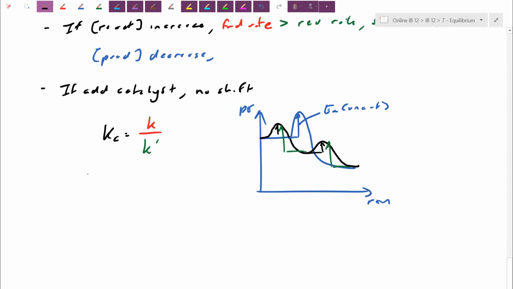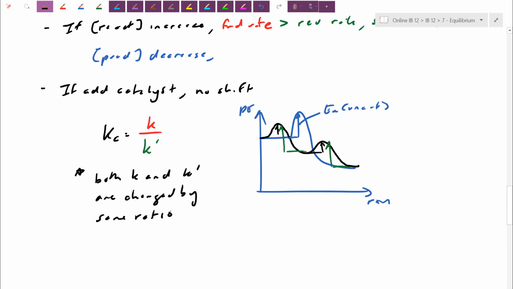So we can say here, both K and K prime are changed by the same ratio. Both the forward reaction and the reverse reaction are the same, so therefore there's no overall change to Kc. So you made both reactions easier.